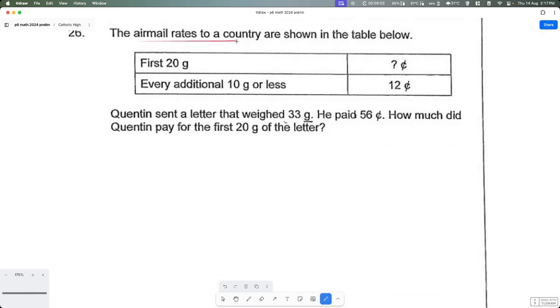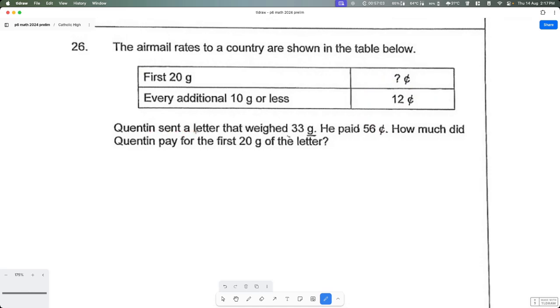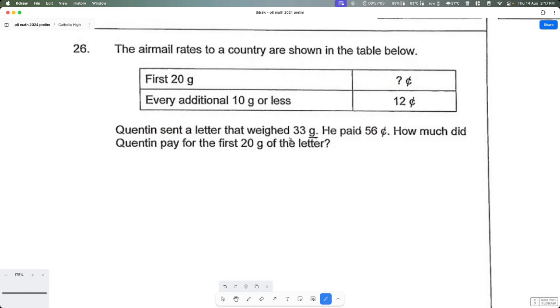The airmail rates to a country are shown in the table below. Okay, so first 20 grams, we are not sure how many cents, but every additional 10 grams is 12 cents. So Quintin sends a letter that weighed 33 grams. Okay, he paid 56 cents or less. How much did Quintin pay for the first 20 grams of the letter?